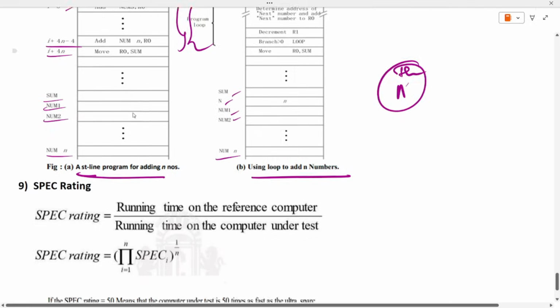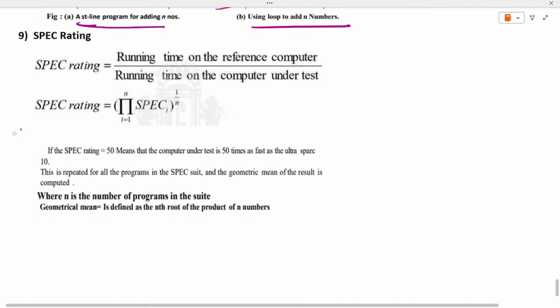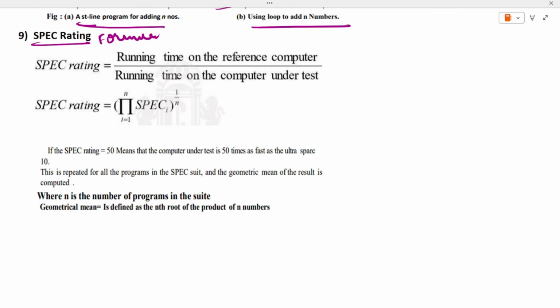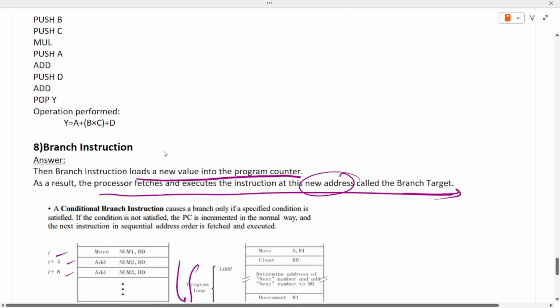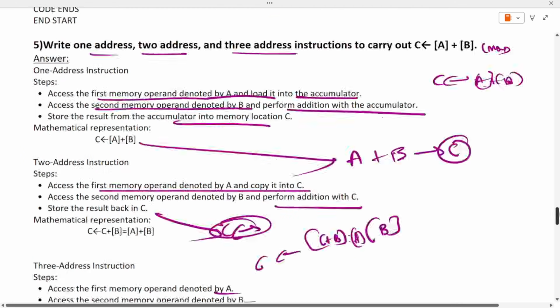Okay, now the last question you can see here is the SPEC rating. The formula they may ask. The formula here is the running time of the reference computer divided by the running time of the computer under test. The value will lie from 1 to n, SPEC. I hope you know the full form. If you don't know, you can go through this question, I'll show you.